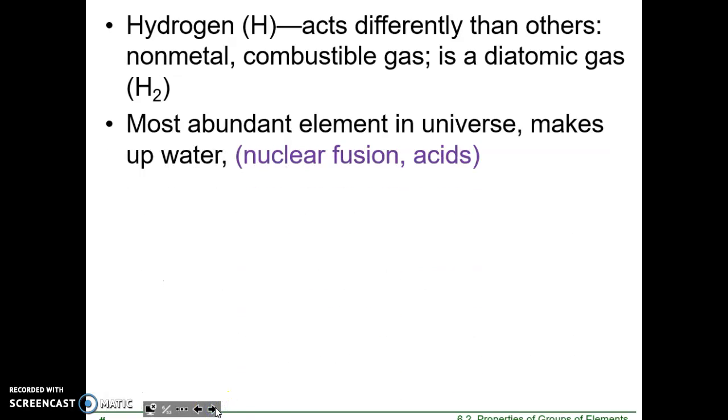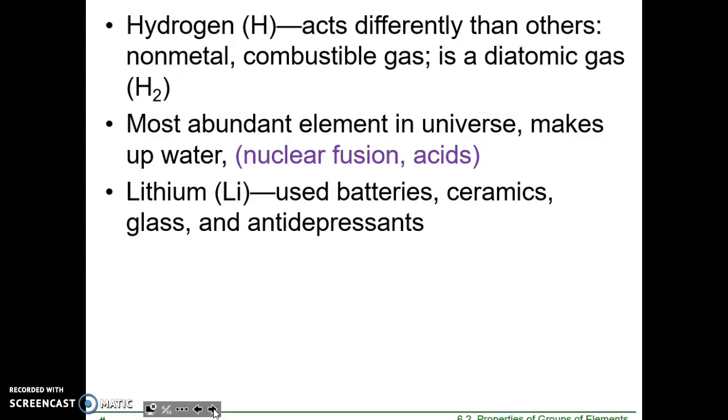So hydrogen is the most abundant element in the universe. It makes up water, which is very abundant on Earth. Also, it is important for nuclear fusion, which occurs in the core of all stars. So it is happening in our sun, in our star, and that is what allows the Earth and life to be here, is all the energy given off from the nuclear fusion in our sun. Also, all acids have hydrogen in them, so it's important for acids in chemistry.